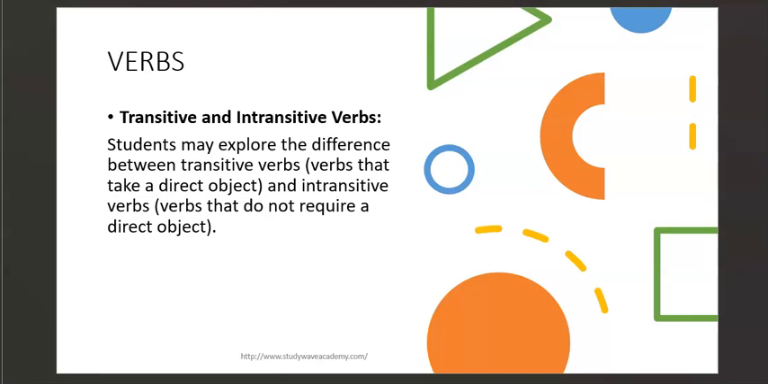Then the next, we have the transitive and the intransitive verbs. So here we explore the difference between transitive verbs, which are verbs that take a direct object, and intransitive verbs, which are verbs that do not require an object. So with the transitive verbs, I've said they are verbs that take a direct object.